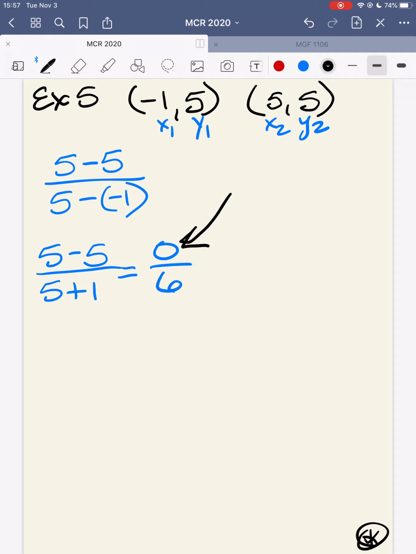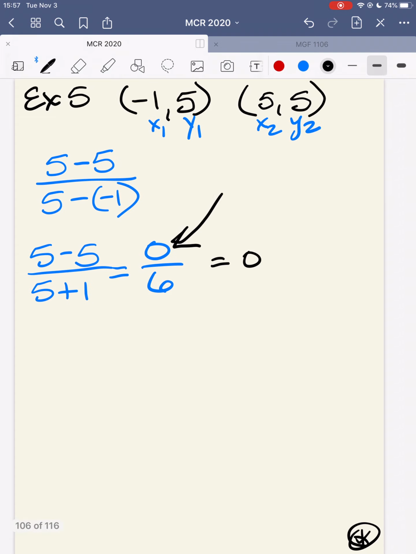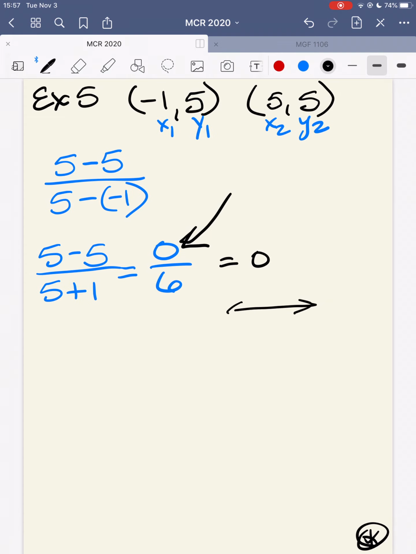And this one I have the 0 on the top of my fraction. And just like regular fractions, anything that has a 0 in the numerator and a number in the denominator is nothing but 0. This is a line that's going to go from left to right. Okay, so this slope is 0.